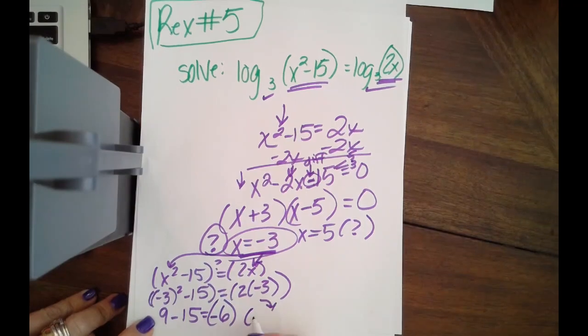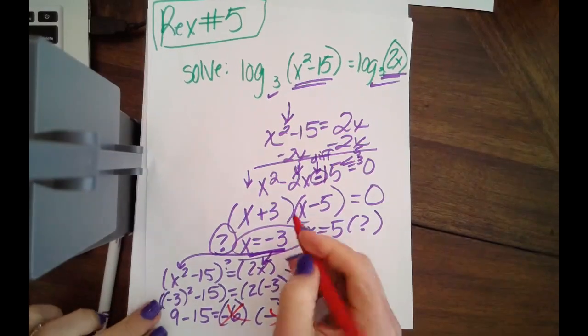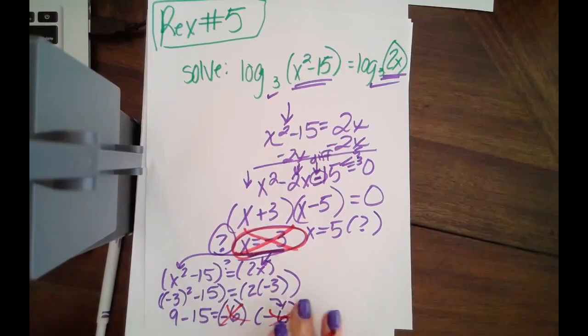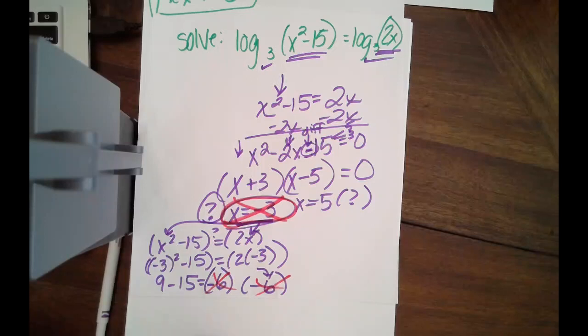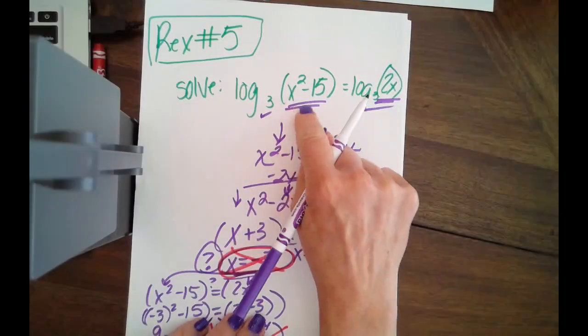So we have negative blocks. Well, you can't have negative blocks, remember? So that's a spoiler. So we know that negative 3 is out, because it produced negative blocks. Your blocks cannot be 0 or negative. Let's test 5. I'm going to put it in here first.